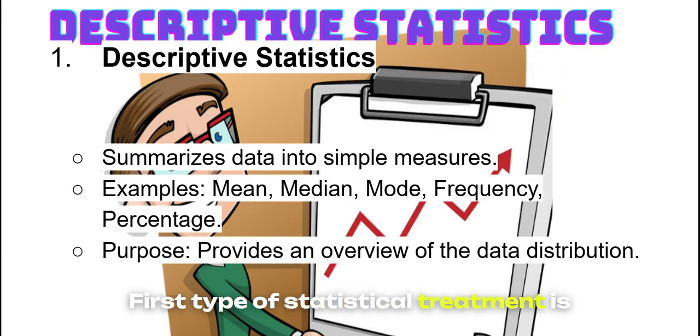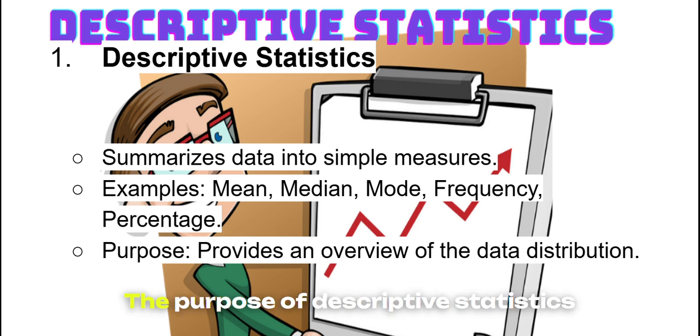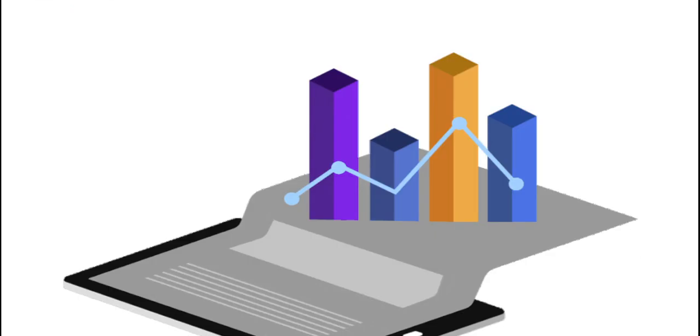The first type of statistical treatment is descriptive statistics. It summarizes data into simple measures, for example mean, median, mode, frequency, and percentage. The purpose of descriptive statistics is to provide an overview of the data distribution.